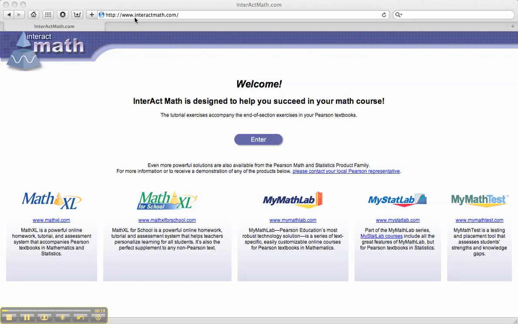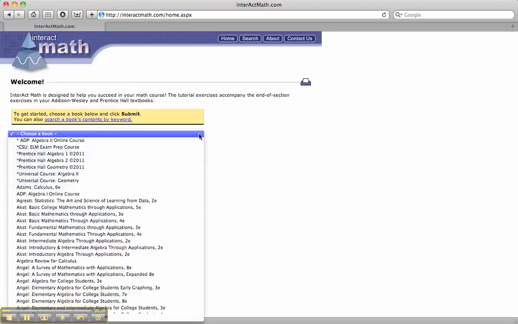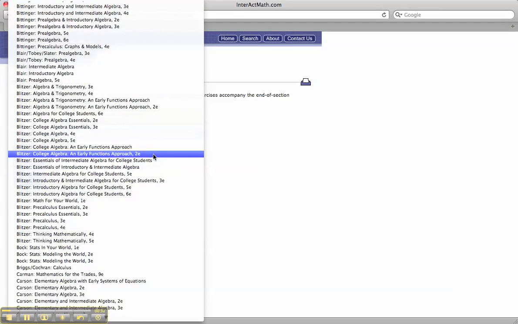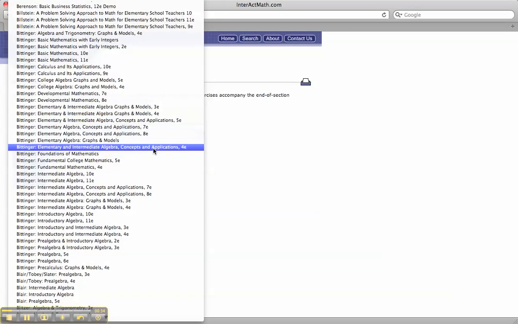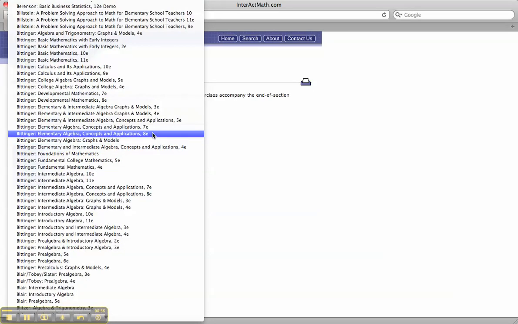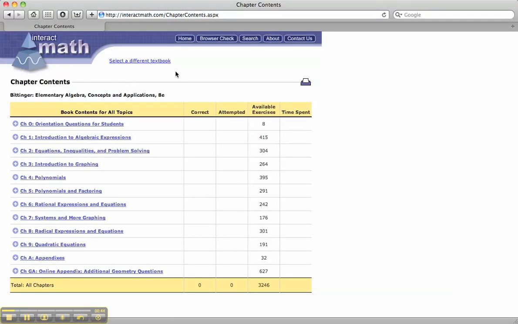So if you go to interactmath.com, what you want to do is click here on Enter, and it'll take you here, and then you want to look in this menu and choose our book. So our book is Bittinger Elementary Algebra Concepts and Applications 8th edition. So I'm going to click on this, and then I'm going to hit Submit, and then it's going to show me all of the chapters.